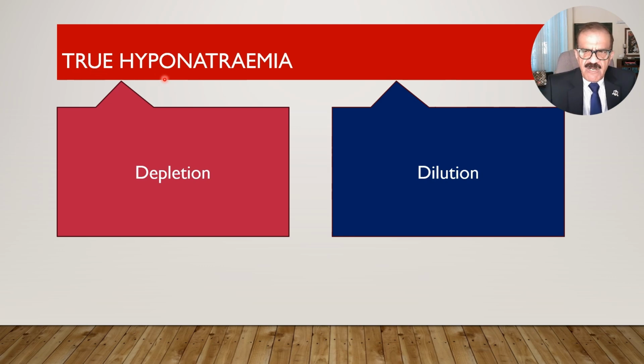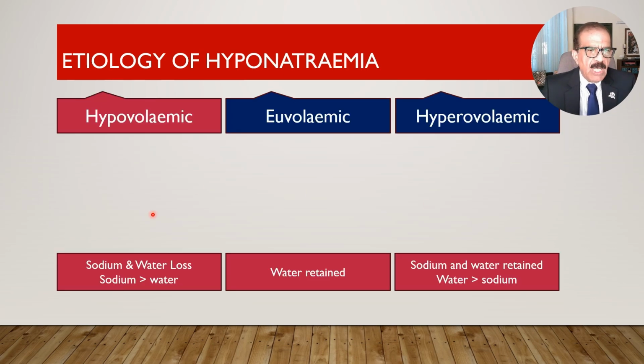So if you have confirmed true hyponatremia, then you have to differentiate between depletional and dilutional. This is a situation where there is actual sodium deficiency in the body represented by hyponatremia. This is a situation where there is hyponatremia but total body sodium is normal. It is the excess of water because of excess of ADH which is causing dilutional hyponatremia. So then you go one step further and you differentiate between three conditions: hypovolemic hyponatremia, hypervolemic hyponatremia, and euvolemic hyponatremia.